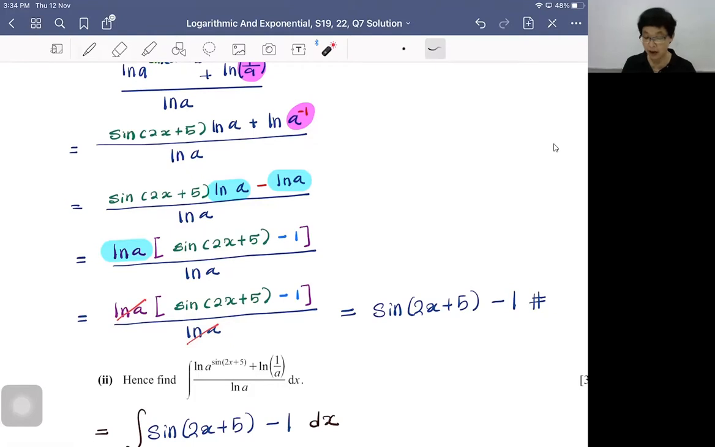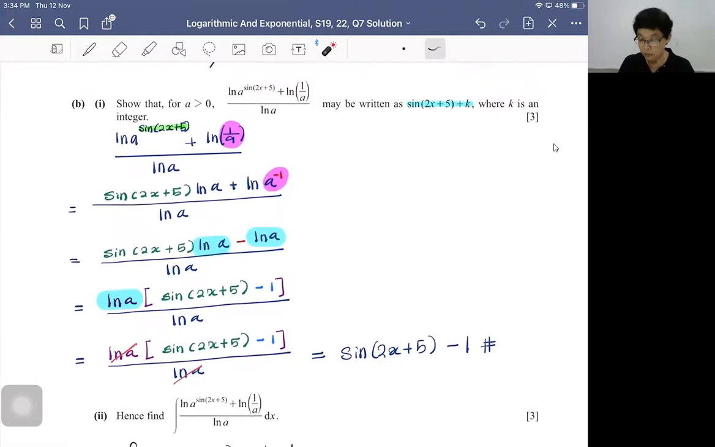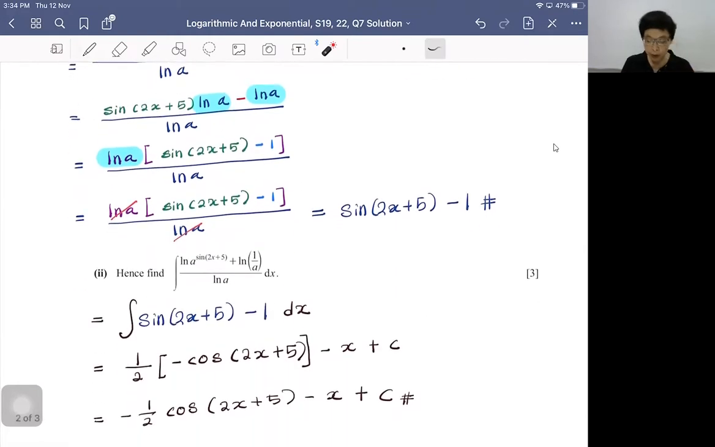Once you cancel that out, you are left with only sine bracket 2x plus 5 minus 1, and that minus 1 is the integer k. Congratulations, you have turned the complicated-looking equation into a successfully simplified form. Now we go to part 2.